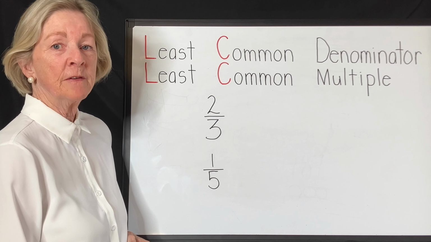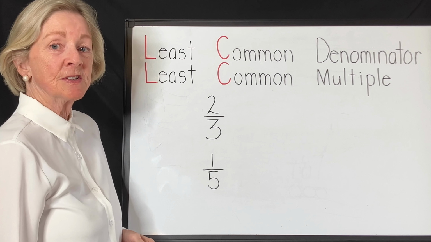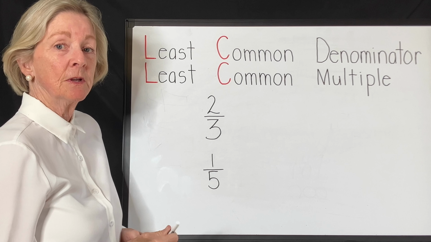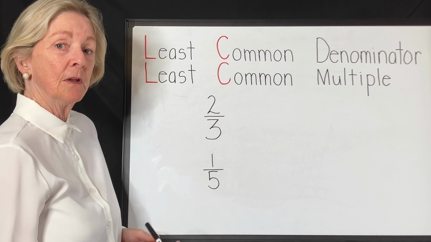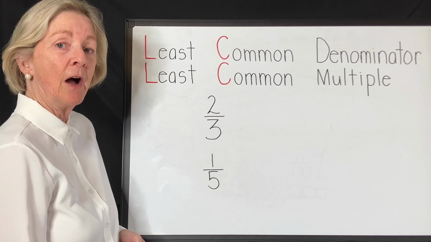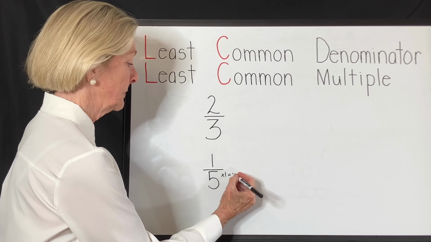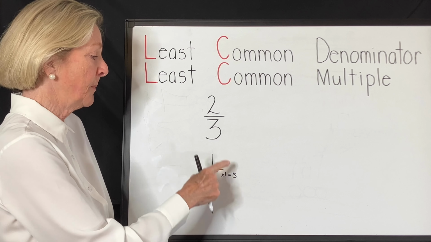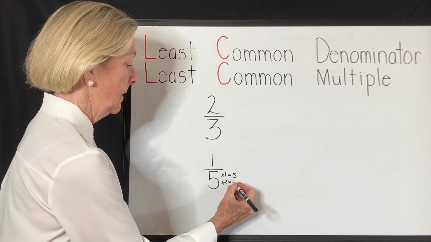As we saw in the previous example, finding the least common denominator is the same as finding the least common multiple for the denominators. In this example, we have 2/3 and 1/5. To find the least common denominator, we start with the larger denominator, which is 5. First, we multiply 5 times 1, which equals 5. There's no whole number we can multiply 3 by to get 5, so we go on to 5 times 2, which equals 10.